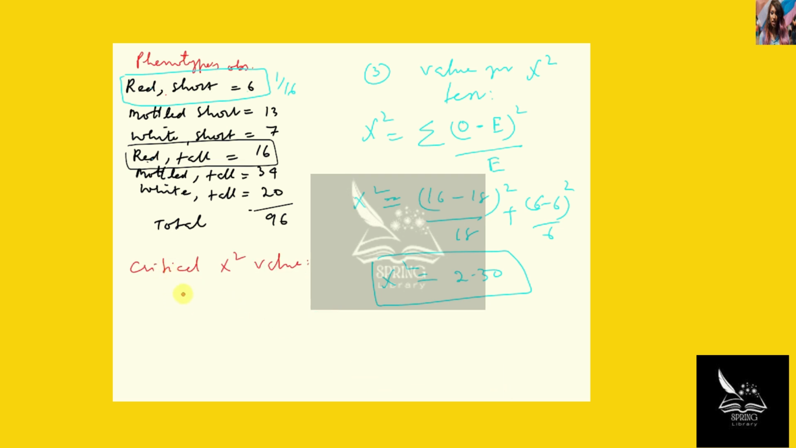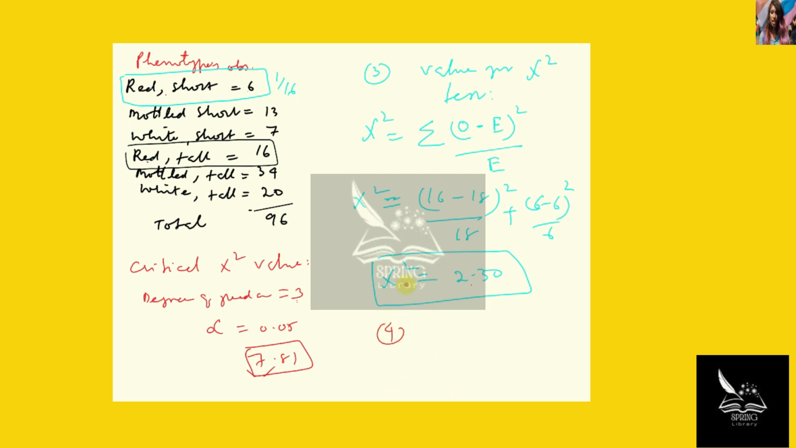The critical chi-square value: the degree of freedom is 3 here, and the critical chi-square value for degree of freedom 3 and significance level of 0.05 is 7.81. Since the calculated chi-square value is lower than the critical value, we can accept the null hypothesis. So another question was asking about, based on the value of this chi-square test, what is your conclusion?